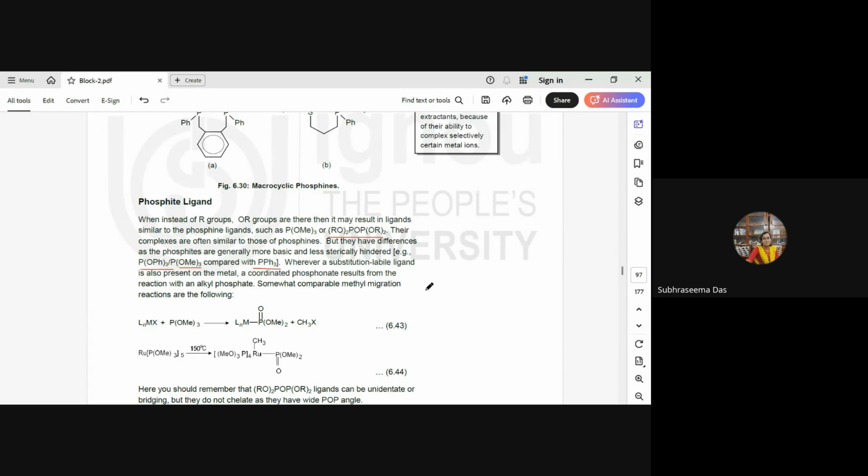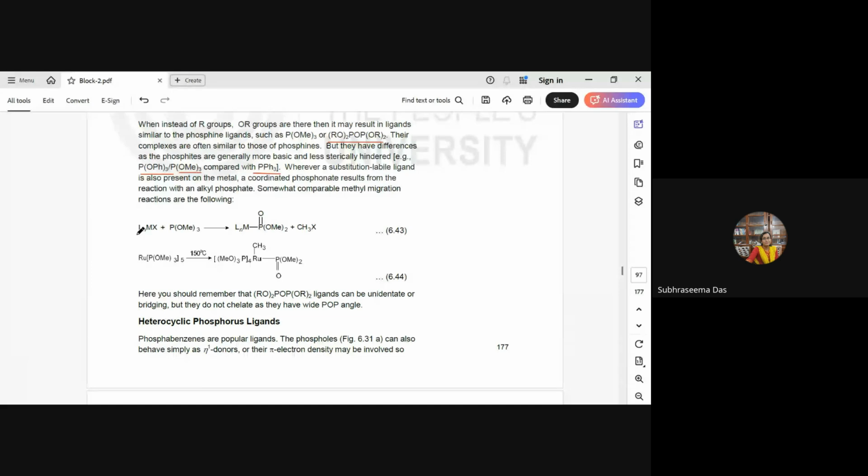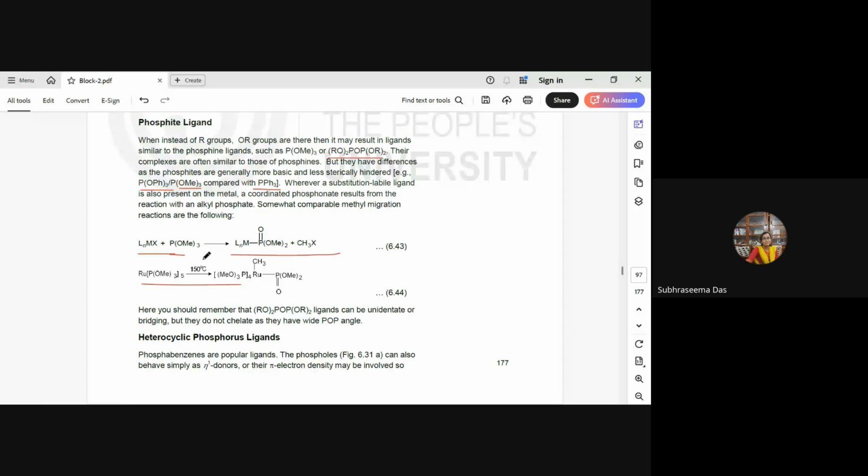Whenever a substitution labile ligand is present in the metal, a coordinated phosphonate results from the reaction with an alkyl phosphite. Some of the reactions can be shown here: if we take P(OMe)3 with LnMX, we get the coordinated complex shown here, for example a ruthenium phosphite complex. When you heat it at 150 degrees, we get a coordinated phosphonate. In equation 6.44, the product is called a coordinated phosphonate.